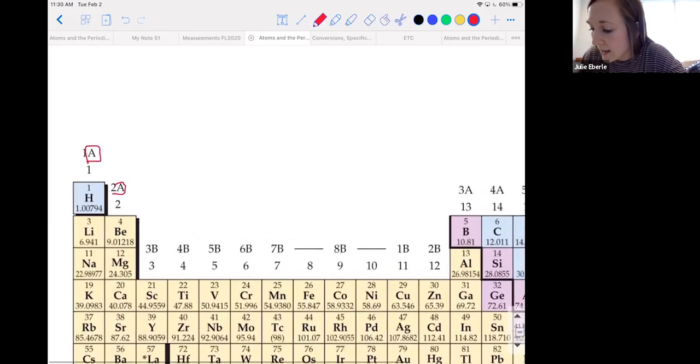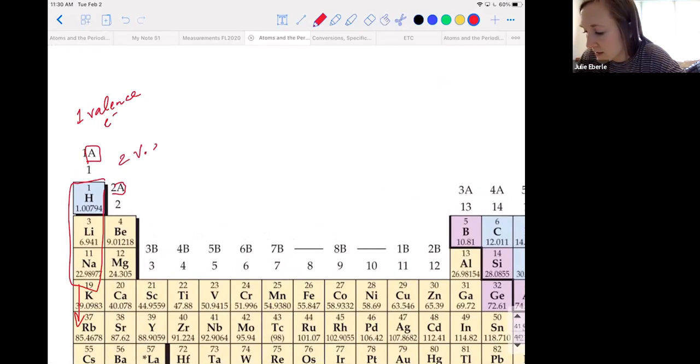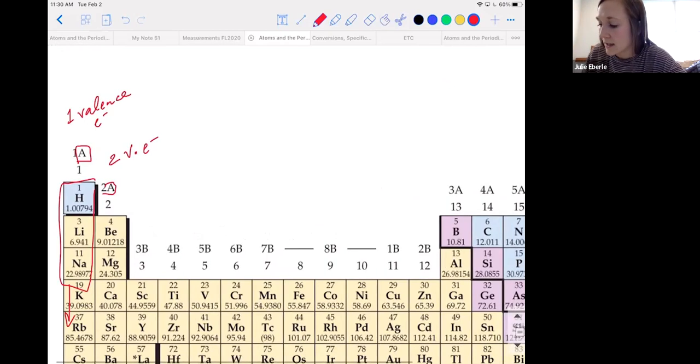So any element in group 1, all of these and further down, these have 1 valence electron. Any element in group 1A, main group 1, has 1 valence electron. Guess what? Any element in group 2A has 2 valence electrons. I'm going to abbreviate, 2 valence electrons.